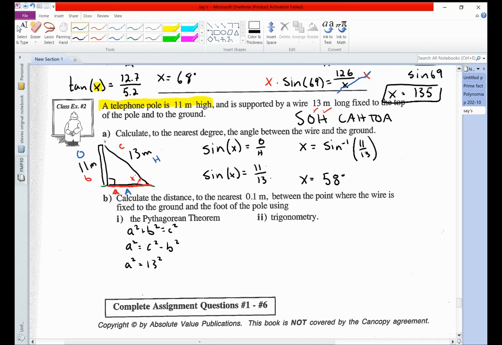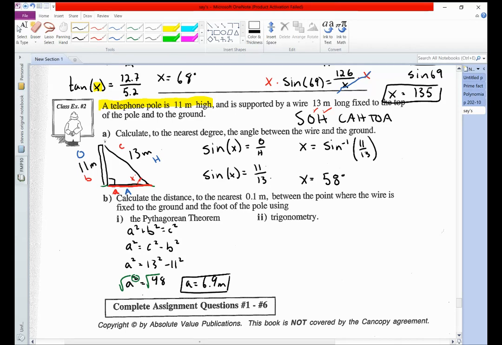13 squared minus 11 squared. And then my a squared becomes 48. And then we want to figure out what a is, not what a squared is. So I'm going to square root both sides. What that does is it's going to get rid of that squared sign. And now I have a is equal to 6.9 meters.